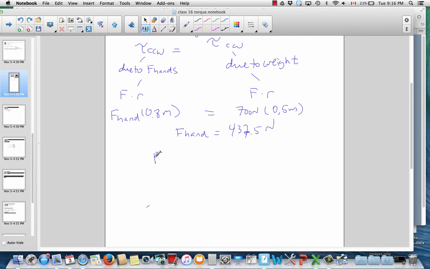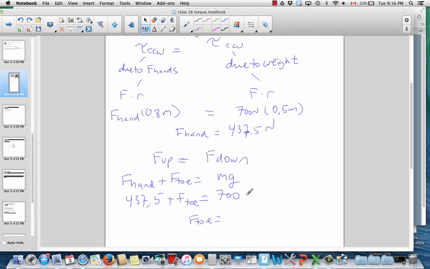There we go. Forces acting up have to equal forces acting down. Now, the forces acting up include the normal force on the hands and the normal force on the toes, and then the force acting down is the weight. So this we found was 437.5, and then this was the 700 newtons of weight. So we can find this unknown toe force now just by subtraction. So what is that?